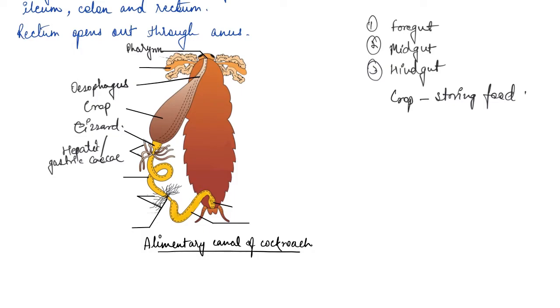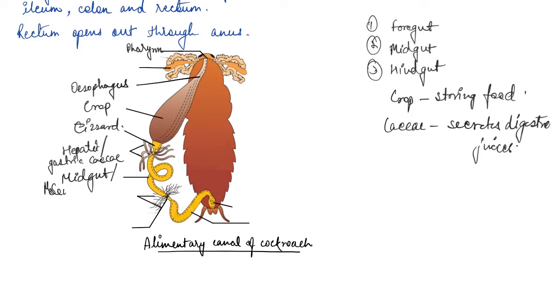Now, what does this caeca do? It secretes digestive juices. Now, this is the midgut, which is also known as mesenteron.